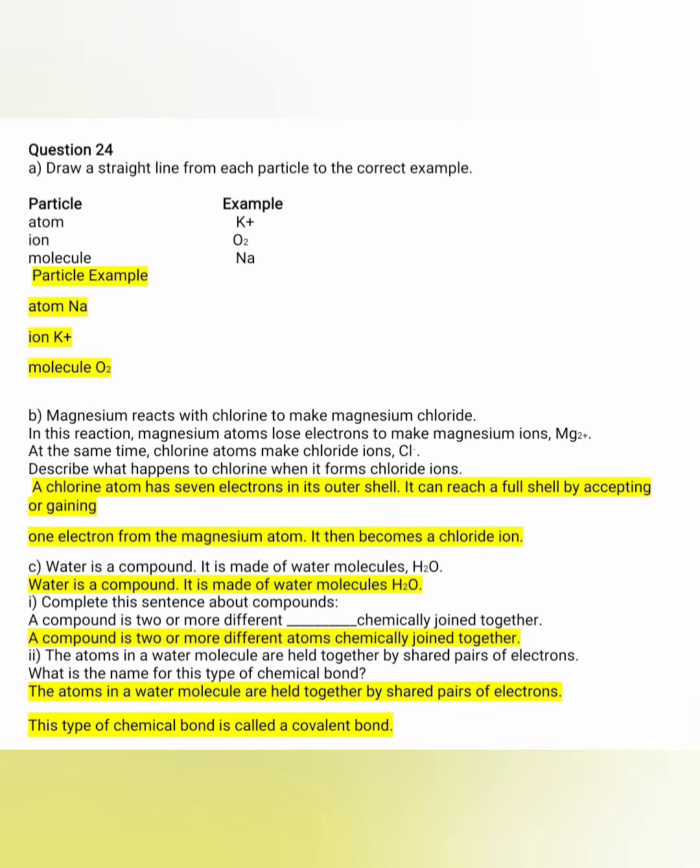In this page we are doing question number 24. I have done yellow color matching of the 2 columns, particle and examples, and I have written the answer as well. I hope you will pause this video and you will write the answers easily.